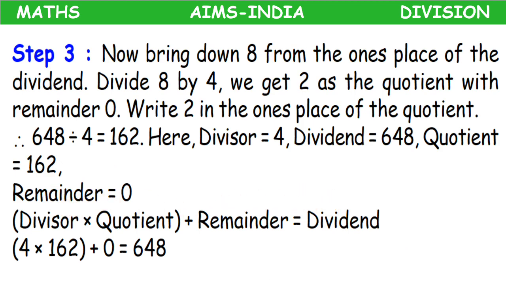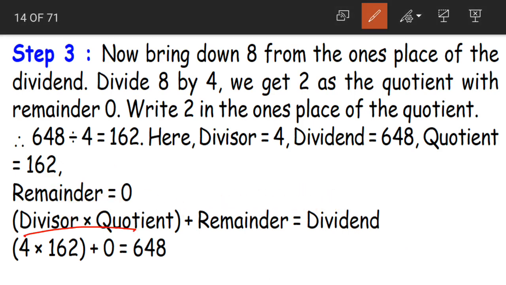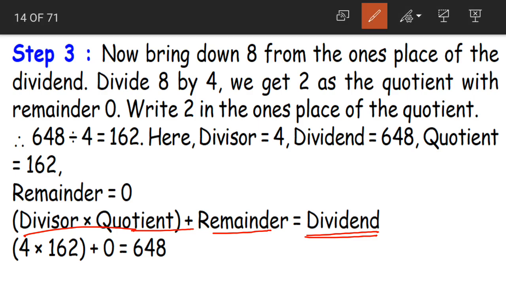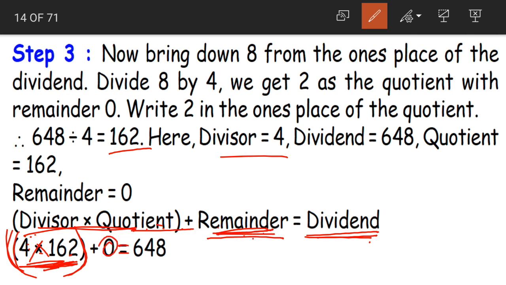If you remember the division rule, divisor into quotient plus remainder is equal to dividend. If we substitute the values, divisor is 4 into the quotient is 162, placing it in brackets, because first we need to multiply these two, then only add the product to the remainder. Remainder is 0 here, is equal to, what is our dividend?